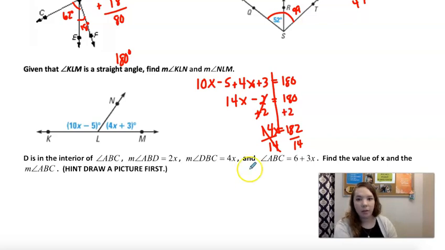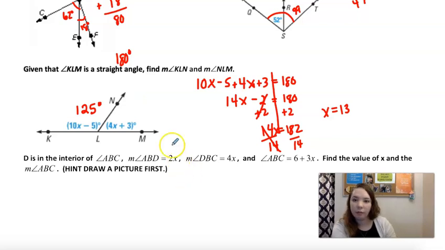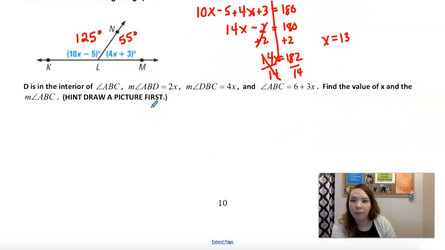X equals 13. But we want to make sure we're answering the question. The question asks us to find these measures. So if you plug 13 back in, you'd have 130 minus 5 is 125 degrees. 4 times 13 plus 3 is 55 degrees. Okay, and if you added these together, they should equal 180 for a quick check.